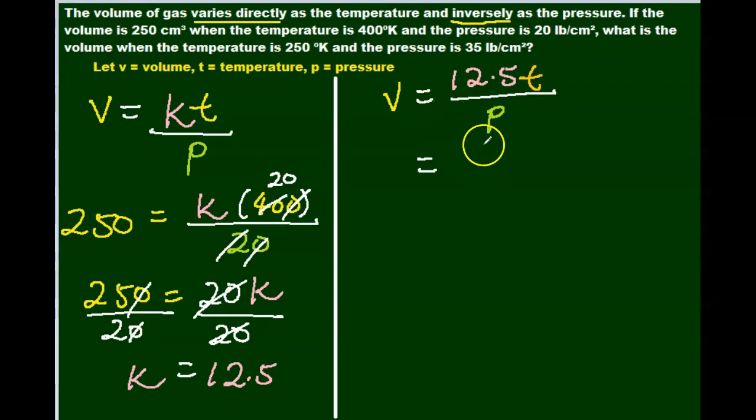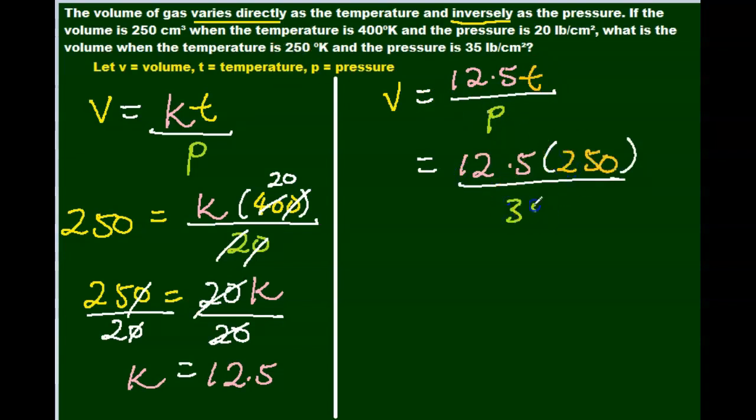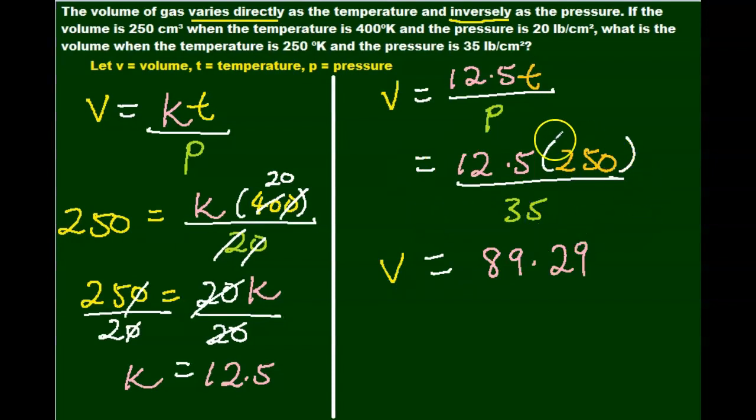Now we want to find the volume when we're given new values of T and P. And our new T is 250. Our new P is 35. The answer doesn't result in a nice whole number or a decimal number. So I've rounded it to 2 decimal places, which results in 89.29 centimeters cubed, which is the units for the volume that was given in the problem.